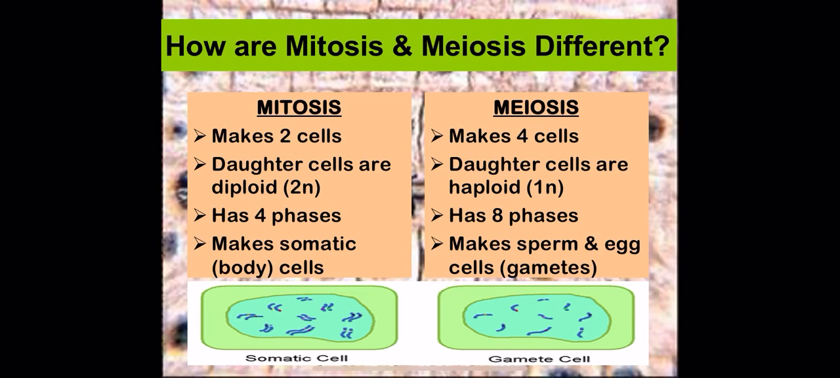Okay? So then how are they different? Obviously the number of cells that are made. Mitosis is making 2, meiosis is making 4. The amount of genetic information in those cells: mitosis is making diploid, 2N. Meiosis is making haploid, 1N, because body cells need to have 2 sets of genetic information. Sex cells only need 1 because you're going to add the mother's information with the father's in order to make the offspring. Mitosis has 4 phases, meiosis has 8 phases, and then obviously they're making different types of cells. Somatic cells for mitosis, gametes for meiosis.